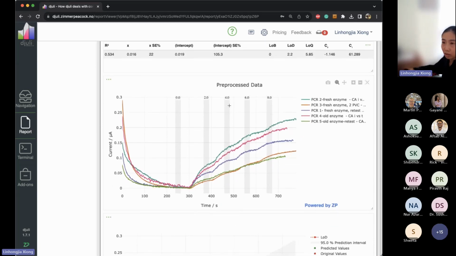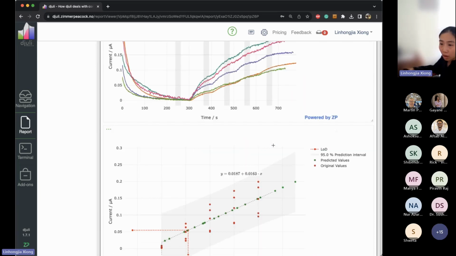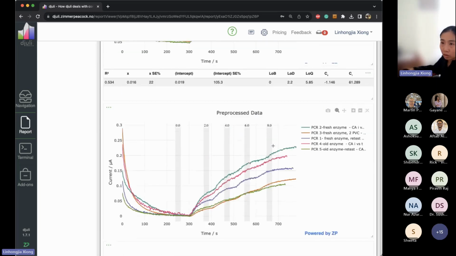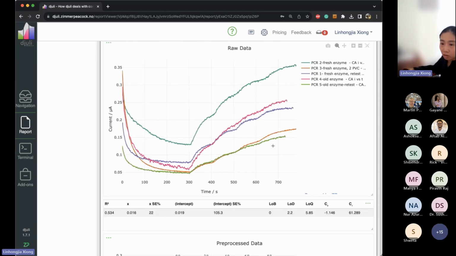So you can see this is the process data, in which the baseline was dragged down to 0, and each step is defined by the window I gave to the software. Those are the process data, and then the original data.